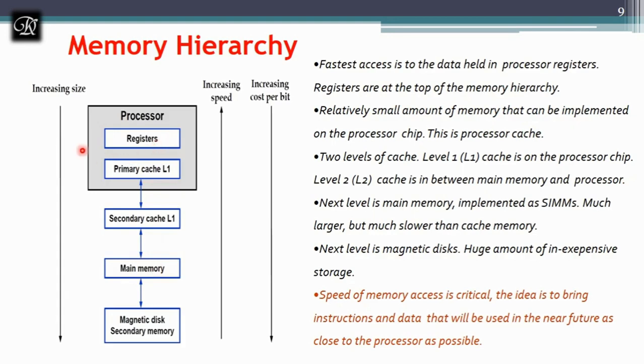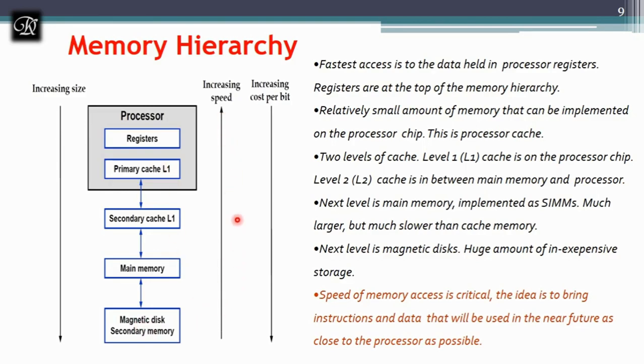And you can notice that as I move downwards, the size of the memory increases. Registers are in terms of bytes and words. This is in terms of MB. This is again in terms of MB, but more. And this is in terms of GB right now. And when it comes to magnetic disks, it is in terms of TB. But when it comes to moving from lower to upper, the speed is increased.